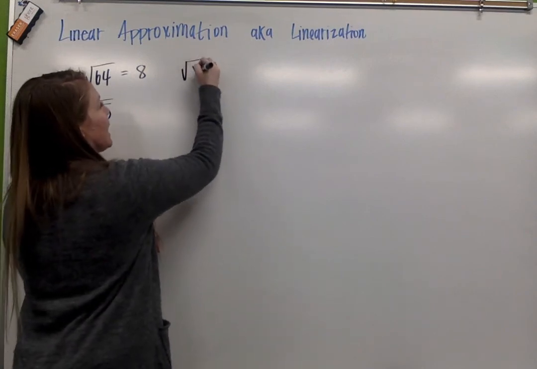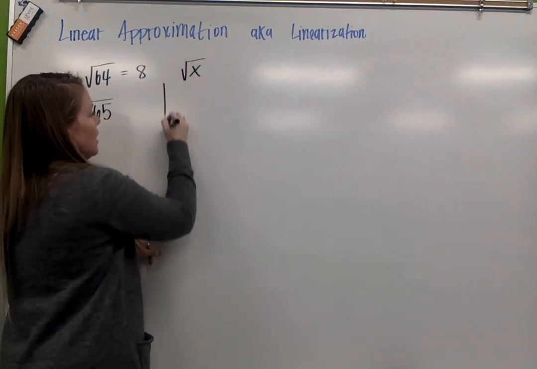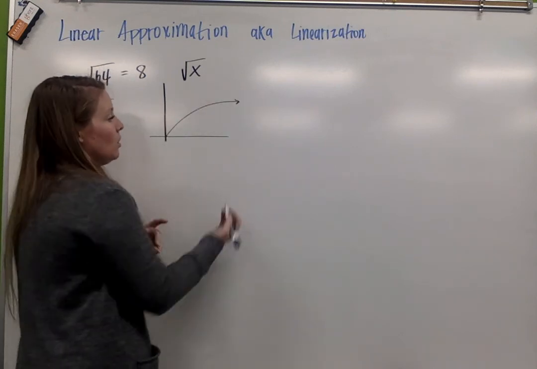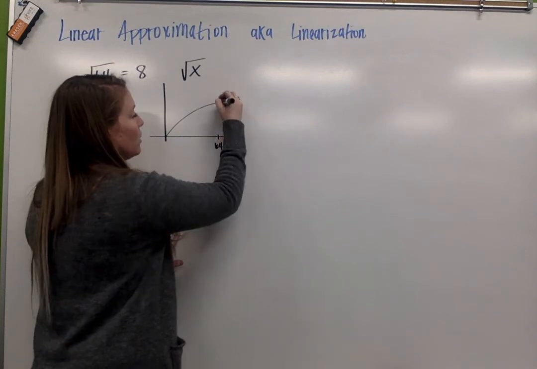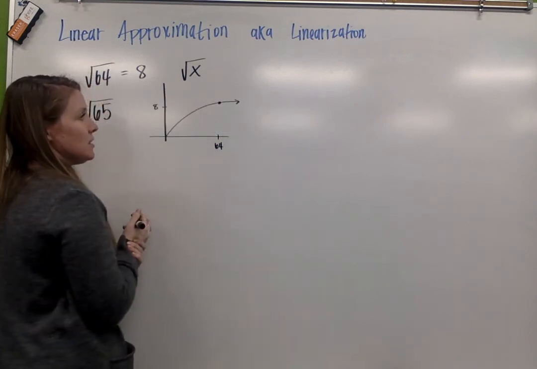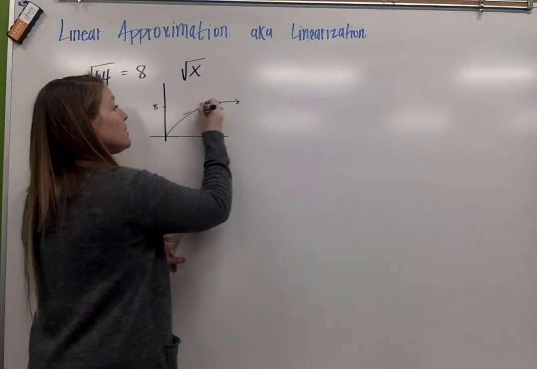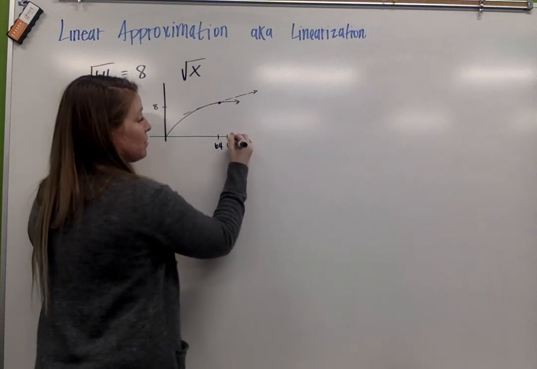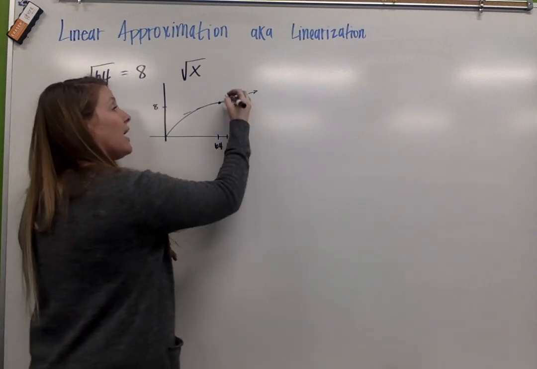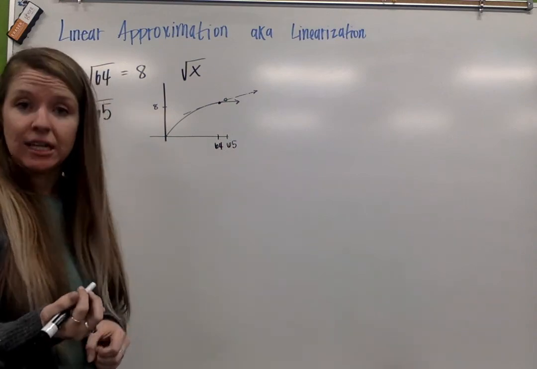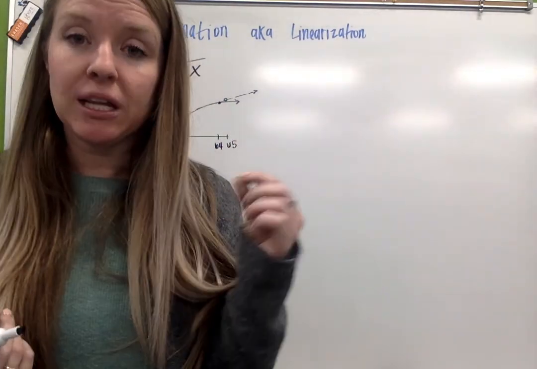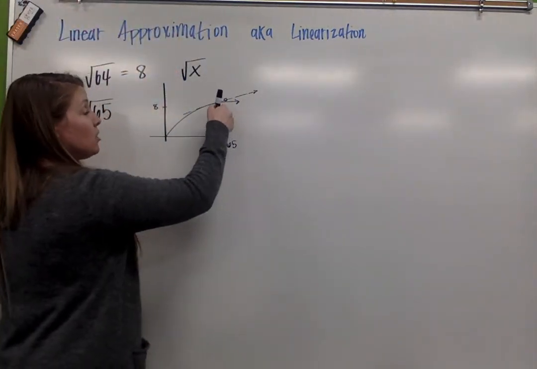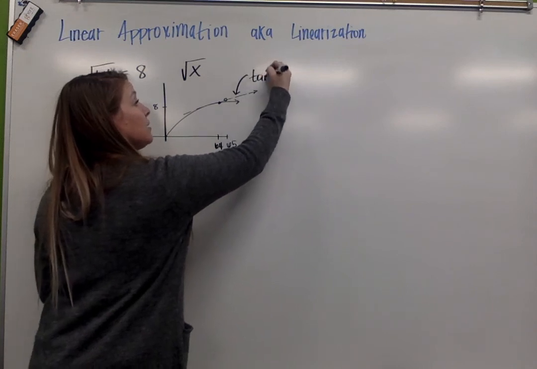We're technically looking at a square root of x function, and if we were to graph that, it looks something like this. Well, right here at 64, my y value is 8. I am going to create the tangent line at that point, and then I'm going to base my answer for the square root of 65 off of my tangent line, because it's easier to interpret a line than it is a square root. So, like I said, I'm going to write the equation of my tangent line here.